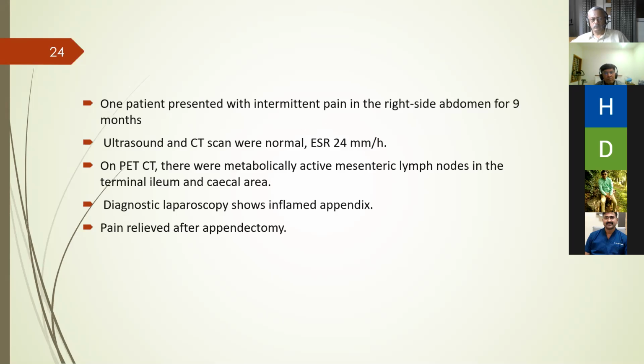And one patient had intermittent pain in the right side of the abdomen for 9 months, with a normal CT and ultrasound and an ESR of 24. The PET CT showed metabolically active mesenteric lymph nodes in the terminal ileum and cecal area. Diagnostic laparoscopy showed an inflamed appendix. After appendectomy, the pain got relieved.